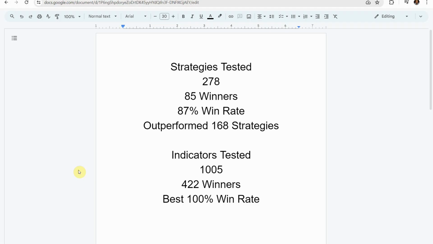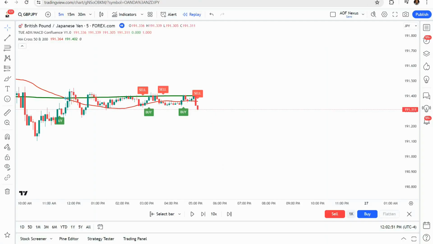Alright, as I said, today we will be testing a 5-minute scalping strategy. Before we do though, I wanted to put the testing scoreboard up for everyone to see. So to date, we have tested a total of 278 different strategies, with 85 of them being winners. The best one so far was able to achieve an 87% win rate. That was achieved using the Academy of Forex indicator. And so far, since we've been keeping track, we have outperformed 168 of the other strategies that we have put it up against using the Academy of Forex indicator. And we've also tested a total of 1,005 indicators, with 422 of them being winners.